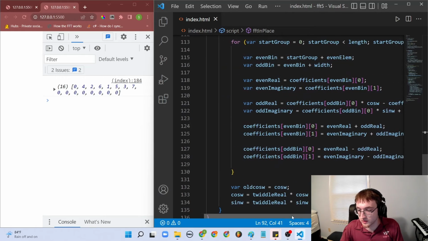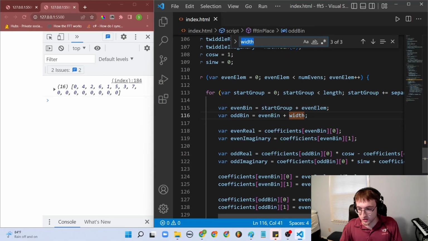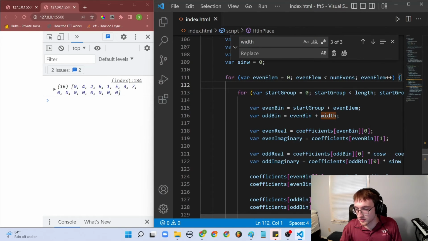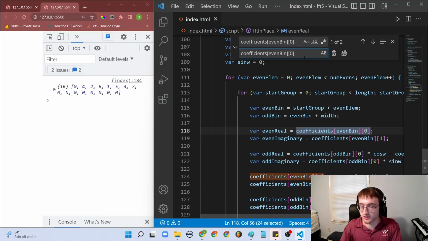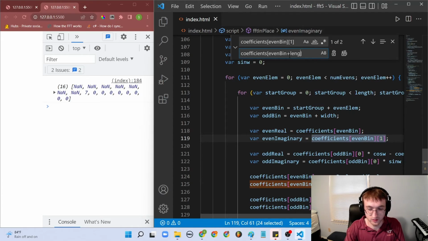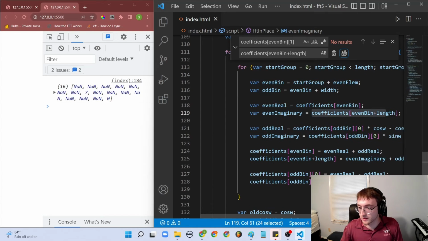Okay, and so now we just need to fix up this part, which I will do with the replace function here in VS Code. So I guess I do this, and then I just get rid of 0, right? Because that is going to be, yes, that's going to be correct. And then I'm going to do 1, and it's just going to be plus length. Alright, and then I'm going to do the same thing, but with odds.